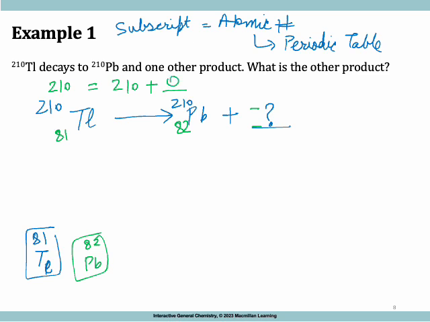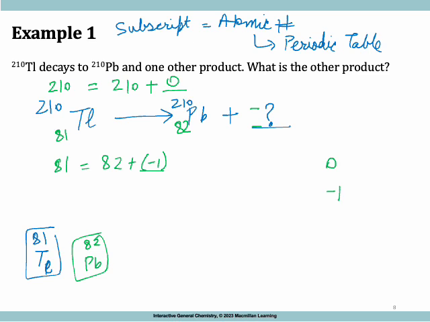So that would be 0, which means for my answer, the superscript is 0. Let's balance our subscripts. 81 on the left side, 82 plus something on the right side. What should I add to 82 so I can get 81? I have to add a -1. That's how I can get 81 here. So the subscript here is -1.